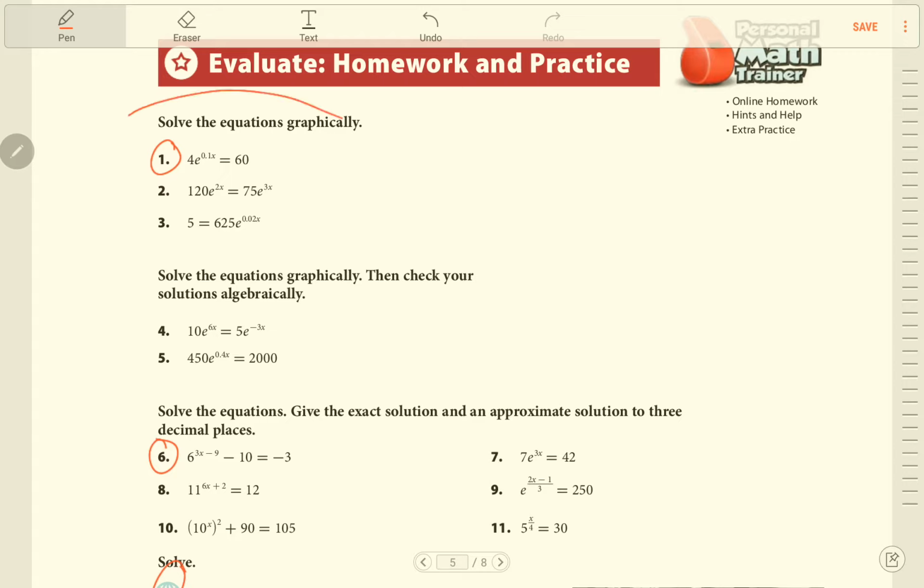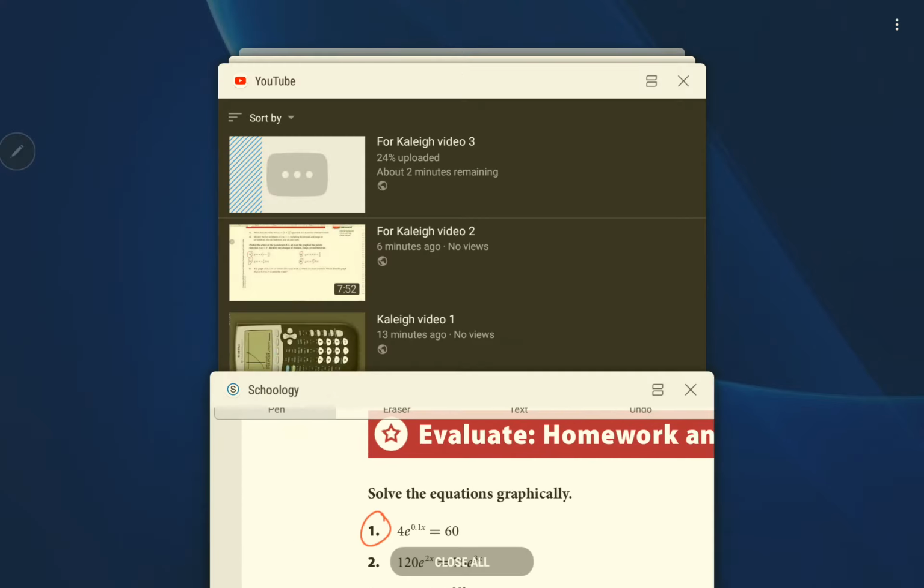Alright, so first thing we're asked to do is to solve the equations graphically. So that's just what we did in the very first video that I showed you, where you just graph the left-hand side, graph the right-hand side, find the point of intersection. Okay, so 4e to the 0.1x.